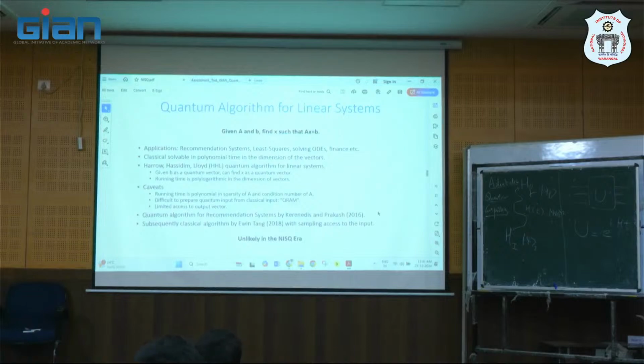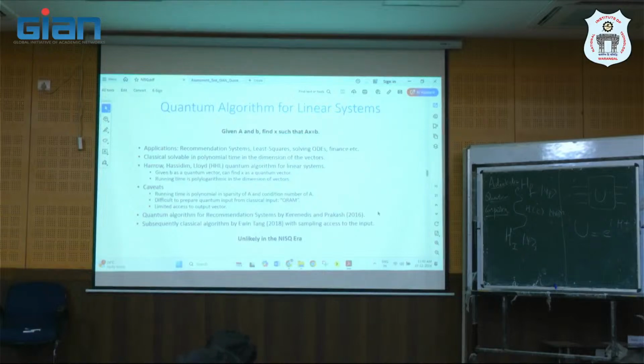The input comes, B. Remember, in the classical case, B is an actual vector written down. A is a matrix that is written down. In the quantum case, B comes as a quantum vector, as a quantum state. Correct. Remember, if I have a 2 to the n dimensional vector, the corresponding quantum state will be n qubits.